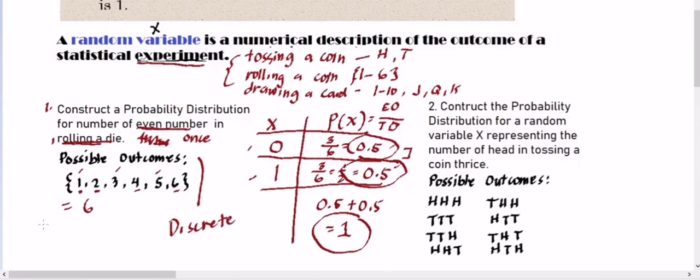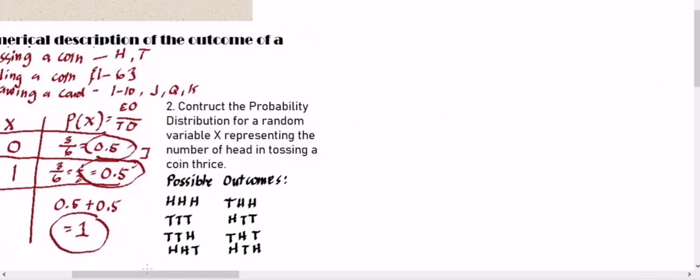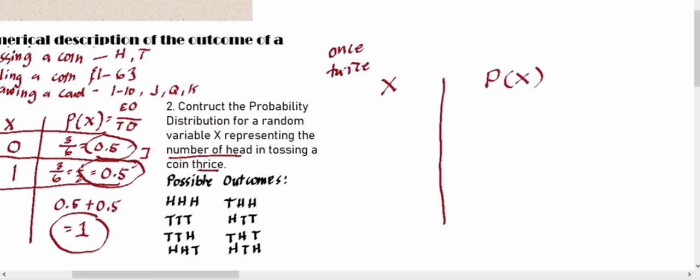So, para mas magets ninyo, let's have the second example. Construct the probability distribution for a random variable x representing the number of head. So, number of head yung random variable natin in tossing a coin thrice. May binanggit na thrice. So, paano gagawin natin? Lagay tayo agad ng x, then p of x. So, sa x natin, alamin natin kung ilang beses ginawa yung experiment. Yan ba ay once, twice, or thrice? Or pwede rin 4 times, 5 times. Depende. So, kung papansin nyo sa problem, binanggit naman na thrice.